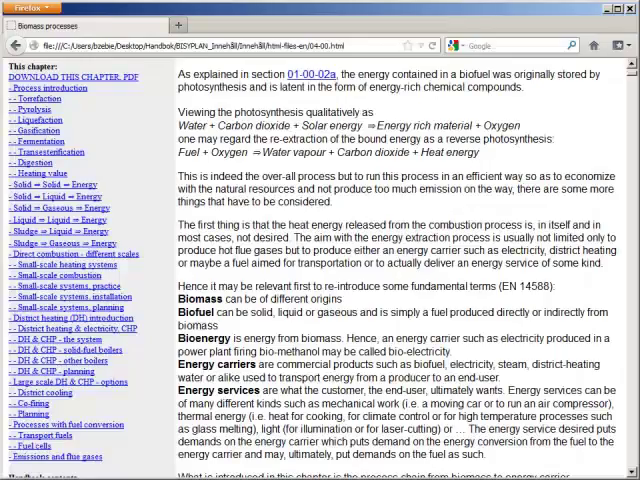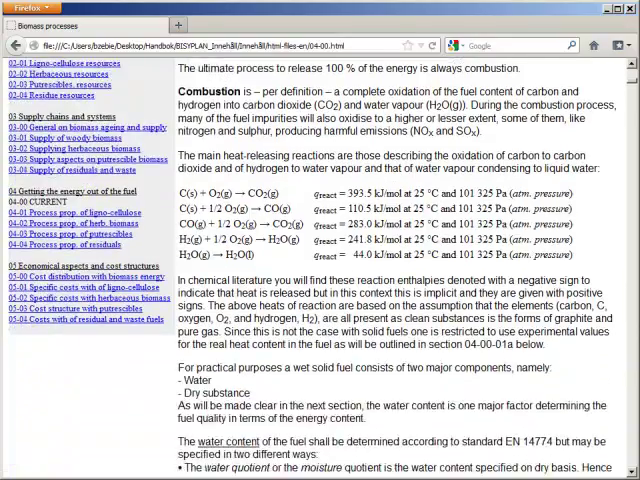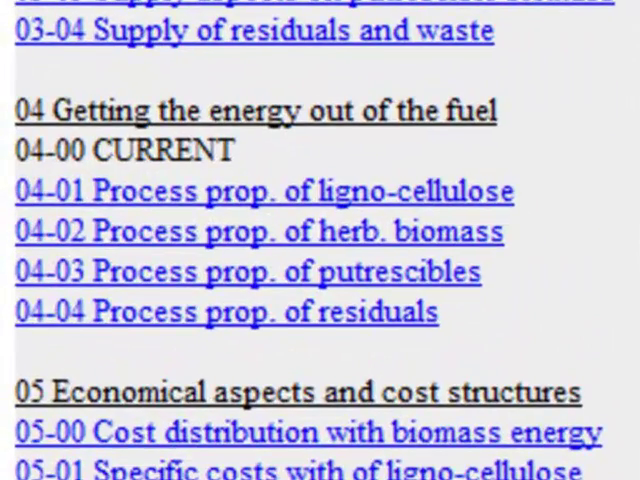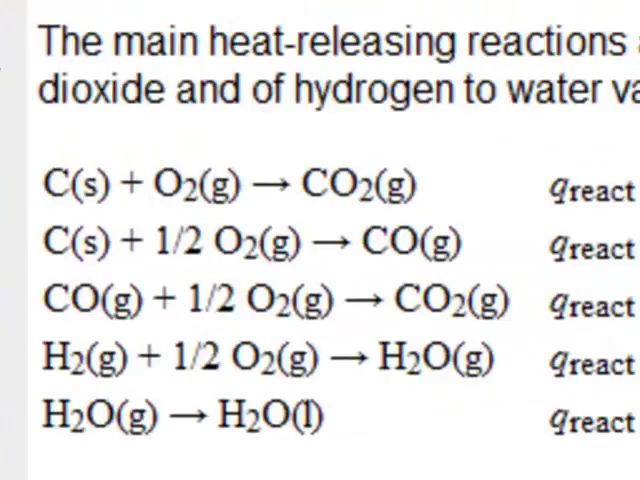The specific chapters on process properties of lignocellulose, of herbaceous biomass, putrescibles, and general residuals and waste, will bring up the specific processes that are best suited for these different biomasses. So we will not go into these chapters now, but you will have to study these chapters yourself. So that was basically the introduction to the processes and to the available technologies to produce and extract the energy from the biomass and from the biofuel.